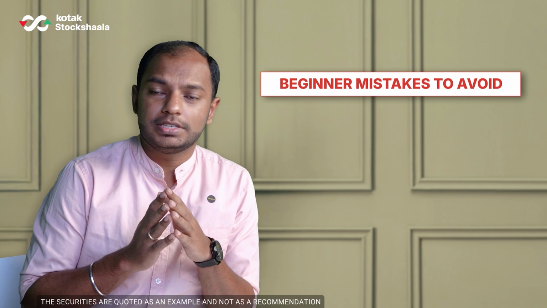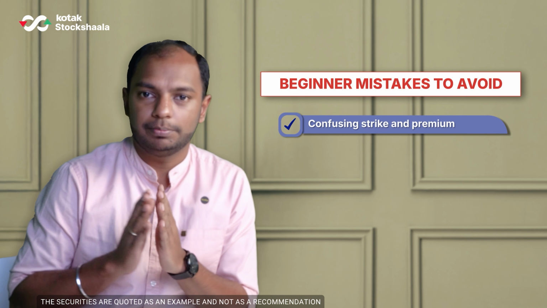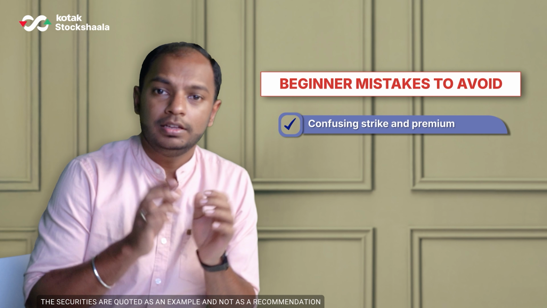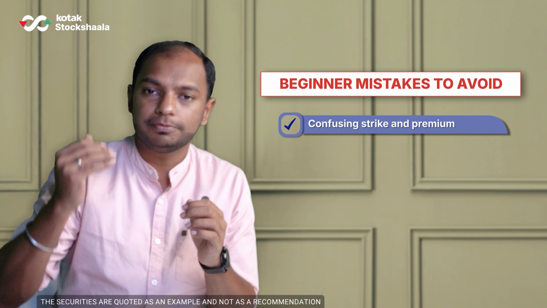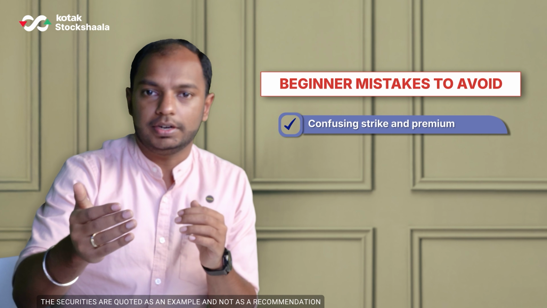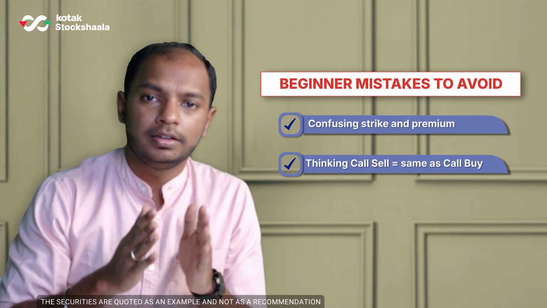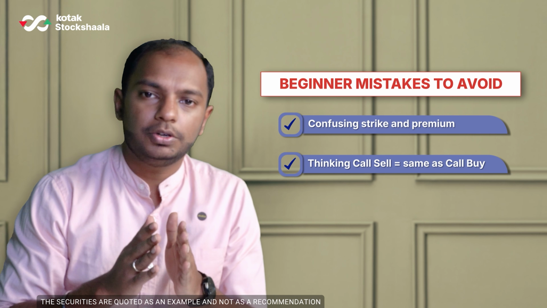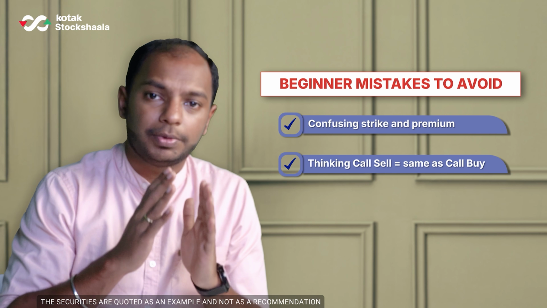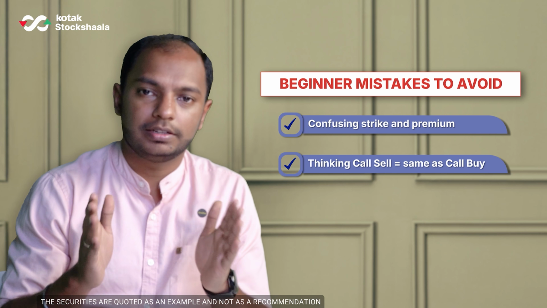So here are a few mistakes that you have to avoid as a beginner. Number one, don't confuse your strike price with the premium paid. Strike price is basically the strike that you have chosen while entering the contract, whereas the premium is the amount of money that you pay to get into the contract. The other mistake that beginners should avoid is thinking that call sell is the same as call buy. In the upcoming video, I'm going to do a detailed video on understanding the payoff diagrams for a call sell versus call buy. So that should help you differentiate the two.